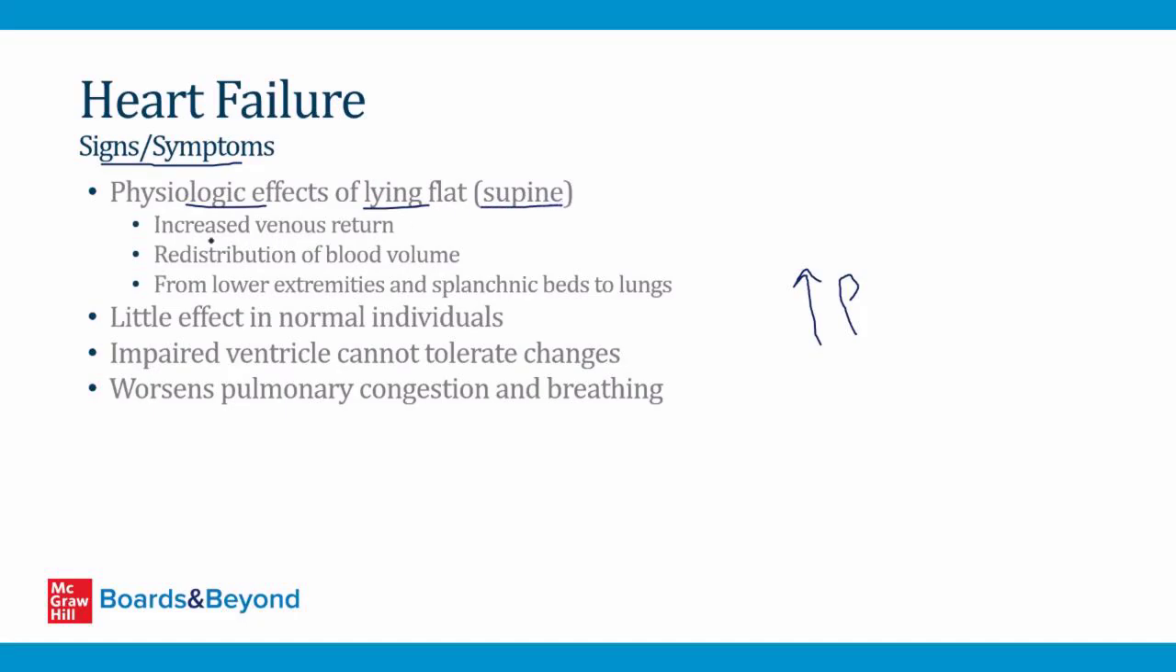Anytime a person does this, there's more venous return to the heart. Basically, when you lie flat, you get a redistribution of blood volume, and more blood flows from the lower extremities and the splanchnic beds and the abdomen back towards the lungs. In normal individuals with a healthy heart, this has very little effect, and there won't be any signs or symptoms that arise from this. But if patients have impaired ventricles, they can't tolerate the increased blood return. And this leads to worsening of pulmonary congestion and difficulty breathing when lying flat. And that has to do with a lot of the signs and symptoms of heart failure.